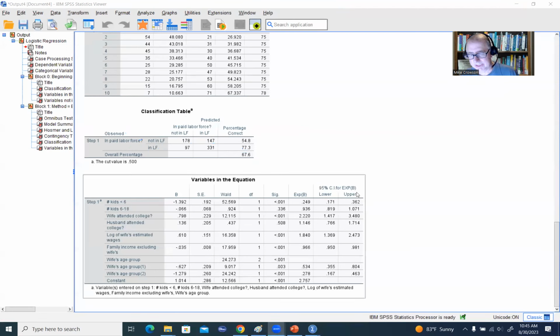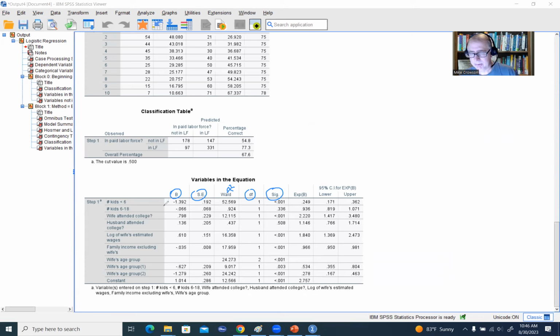So we'll now look at the regression output. We have the variables in the equation down below. As you're looking at this, you'll see we have the regression coefficients, standard errors, the Wald chi-square test values, degrees of freedom for those Wald chi-squares, and then the p-values. This is where we can test the predictors in terms of their contributions to the model.